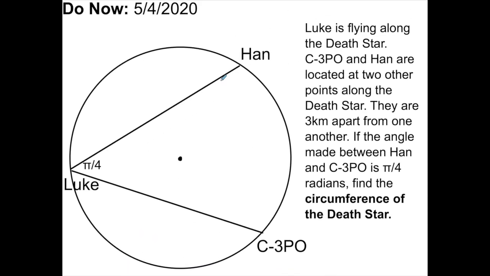Okay, so knowing that, and remembering that the total measurement in radians of a circle is 2 pi radians, which is equal to 360 degrees. Go ahead, pause, try to solve this, and when you're ready, unpause, and I'll show you what I got.